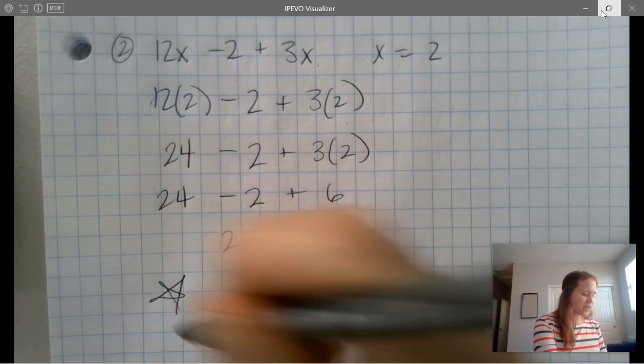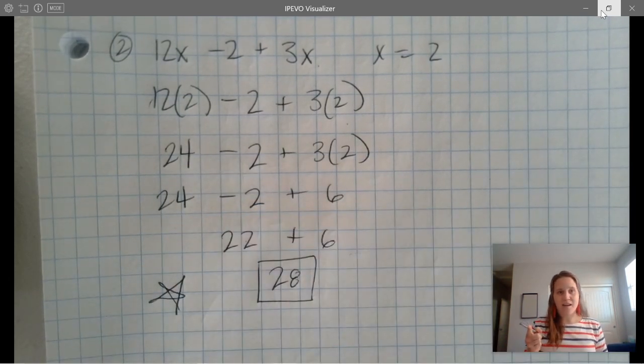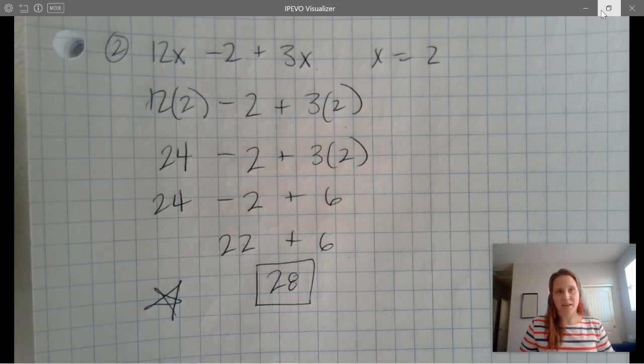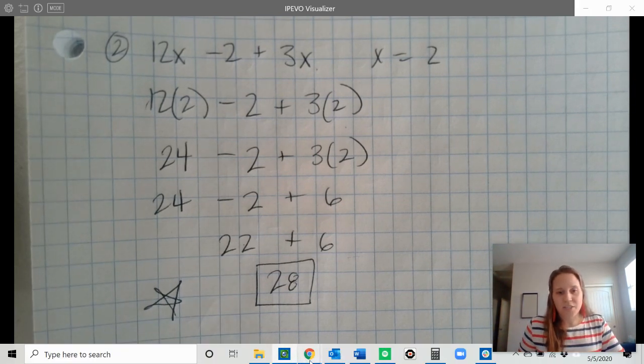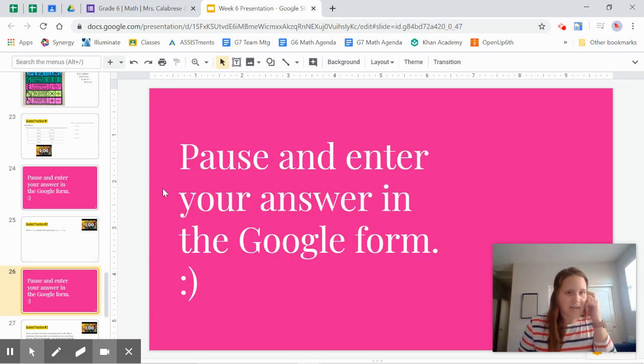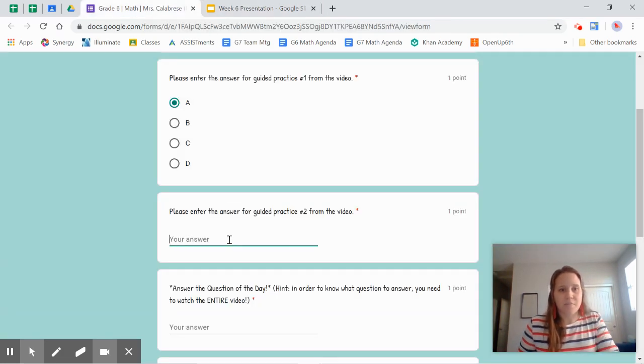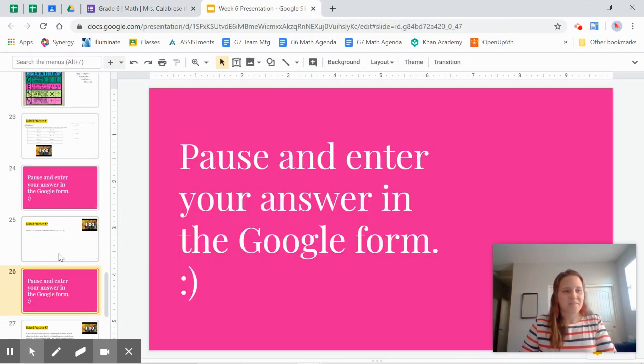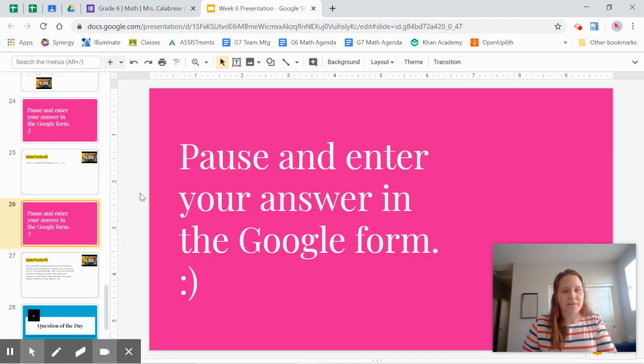Please put a big star on your paper next to that one if you got it right on your own. Really excellent work. We are going to enter the answer 28 in our Google form. So for question number 2, please just write 28. Let's do question 3.